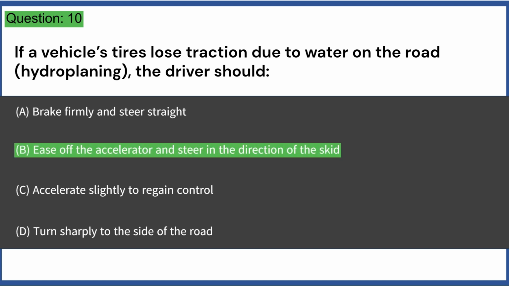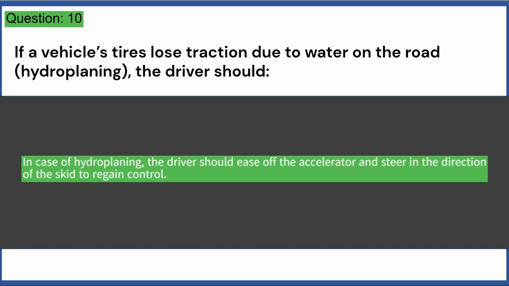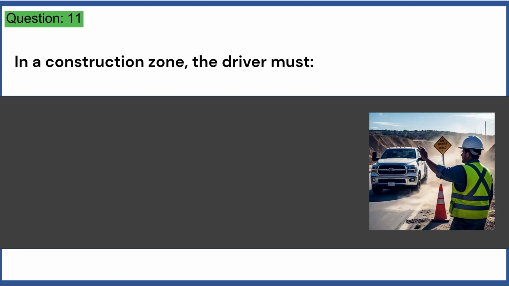Answer: B. In case of hydroplaning, the driver should ease off the accelerator and steer in the direction of the skid to regain control. In a construction zone, the driver must A. Speed up to pass through quickly.